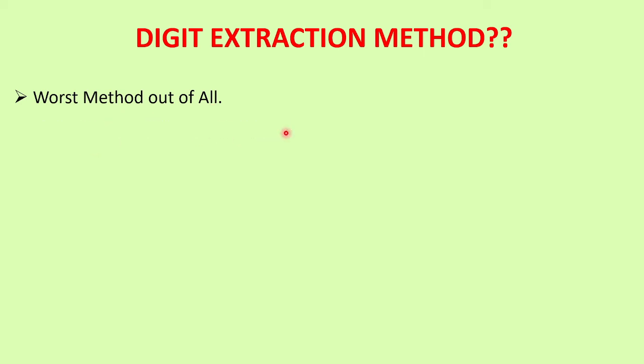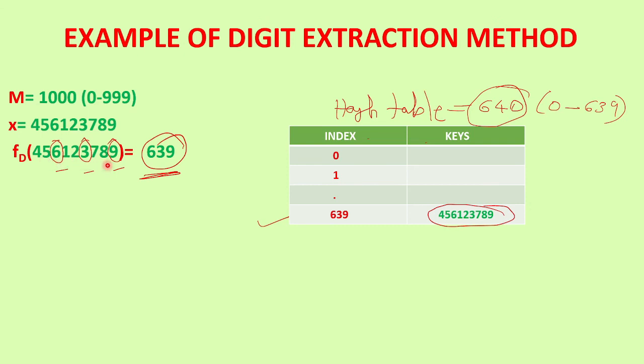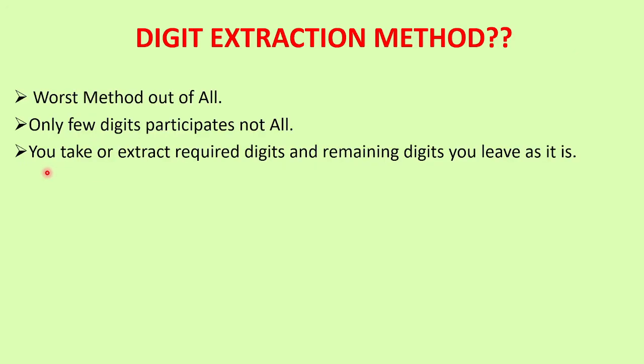Just now I have shown you. Here, out of this big number, only 3 digits participate in calculating the index number, that is 6, 3 and 9. Other digits are not used at all. So you take or extract the required digits whichever you want. I have extracted 639 and the remaining digits you leave as they are. We are not doing anything with those digits. So that is a disadvantage of using digit extraction method. All other methods are better than this method.